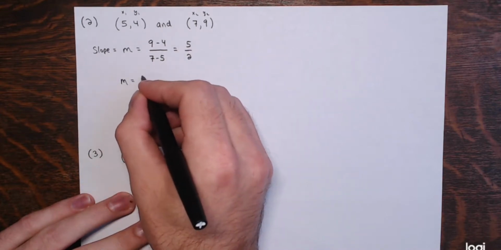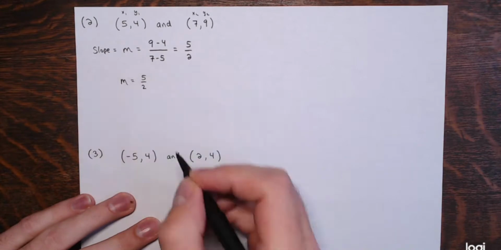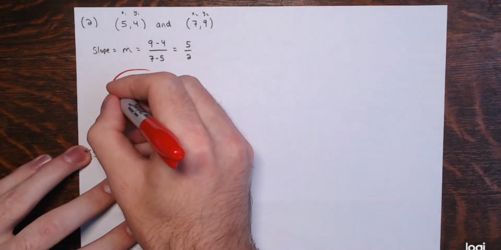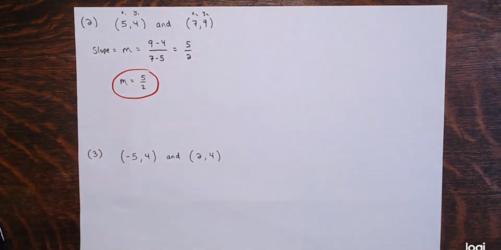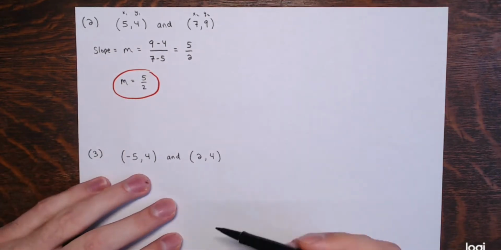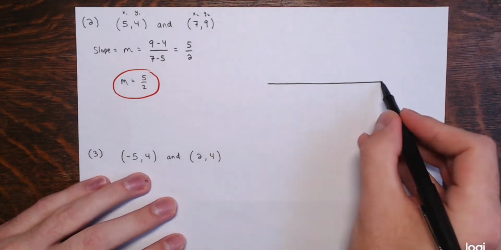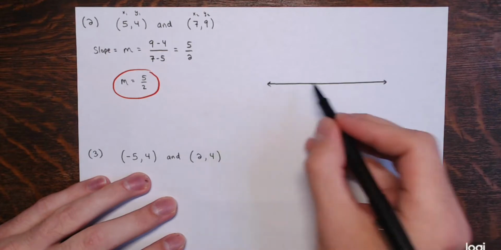The slope is positive 5 halves, and that's all they're asking us for. Right? Now let's see what other points we can find. So I'm going to go to the XY plane over here. Again, I'm going to make a rough hand drawing. If you have some graph paper, that might be a little better.